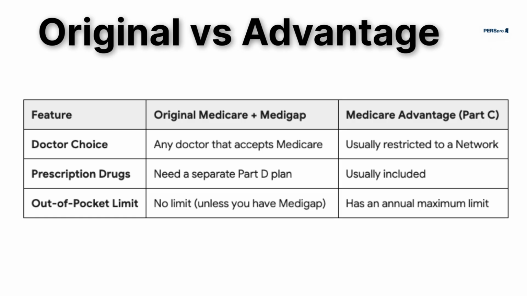Finally, let's talk about financial protection. Original Medicare has no ceiling on what you might pay out of pocket in a bad year. On the flip side, Medicare Advantage plans are required by law to have an annual out-of-pocket maximum. Once you hit that limit, the plan pays 100% for the rest of the year. If you don't have excellent health, this should be a major consideration in choosing between original Medicare without Medigap versus original Medicare with Medigap versus Medicare Advantage.